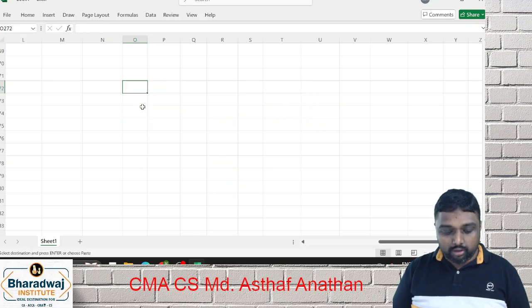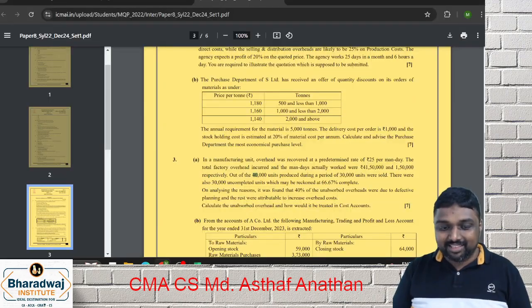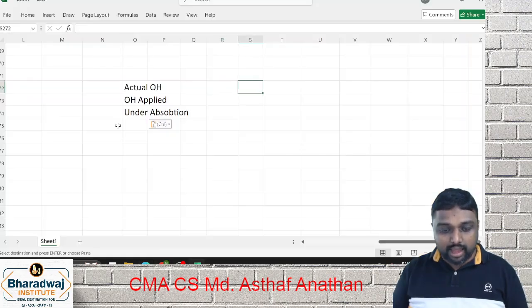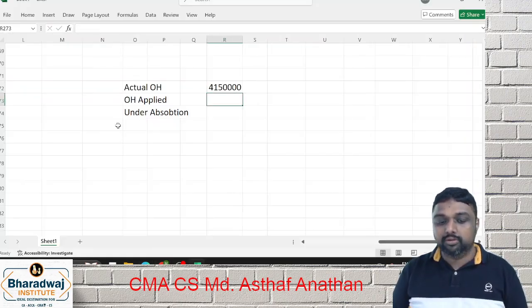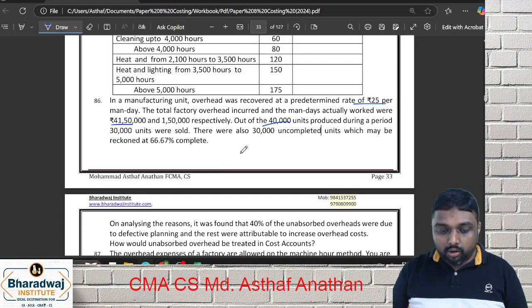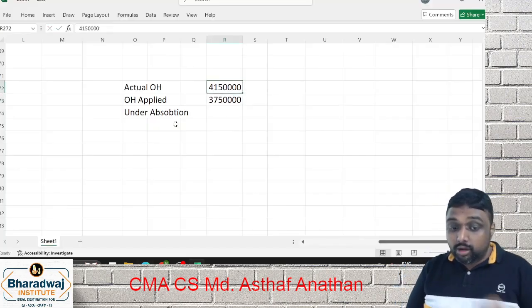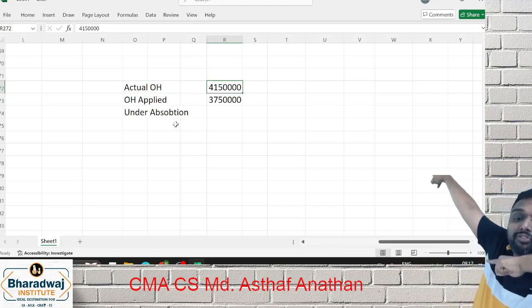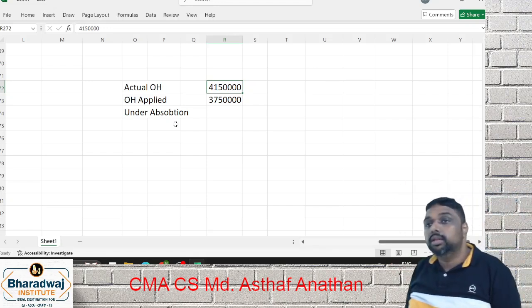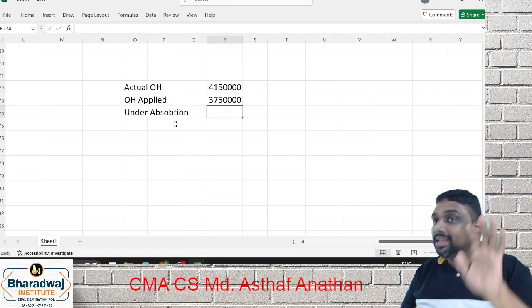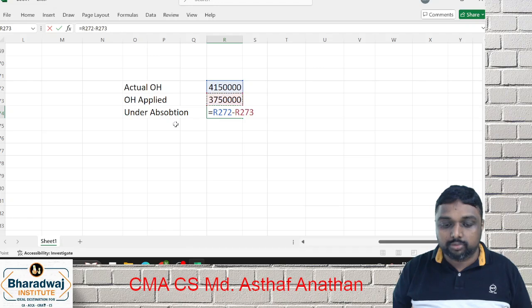Same format. You have to find out your actual. What is the actual? This is our class question. The actual overhead is already 41 lakh 50,000. Now we have to find out the overhead applied. Recovery rate is 25, man hours is 1 lakh 50, so 1 lakh 50 into 25. Your actual is 41 lakh 50, applied is 37 lakh 50. Under absorption or over absorption? You absorbed less, so it is called under absorption.